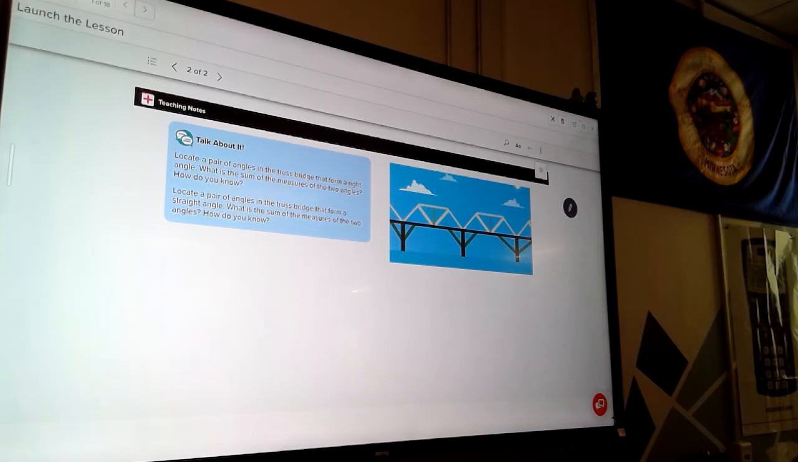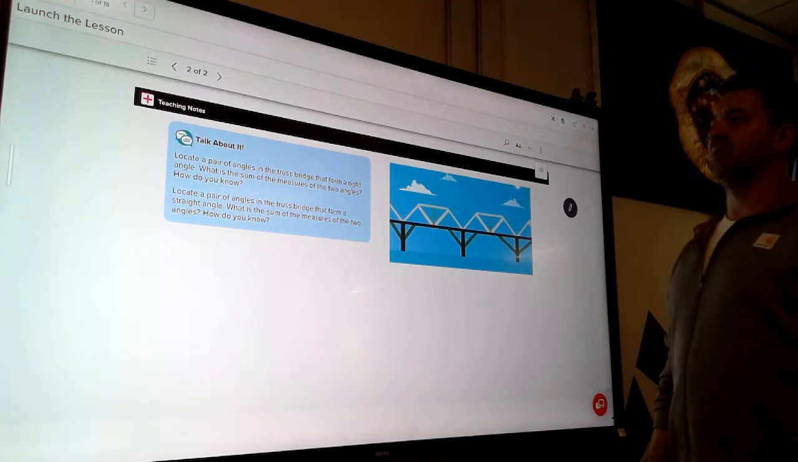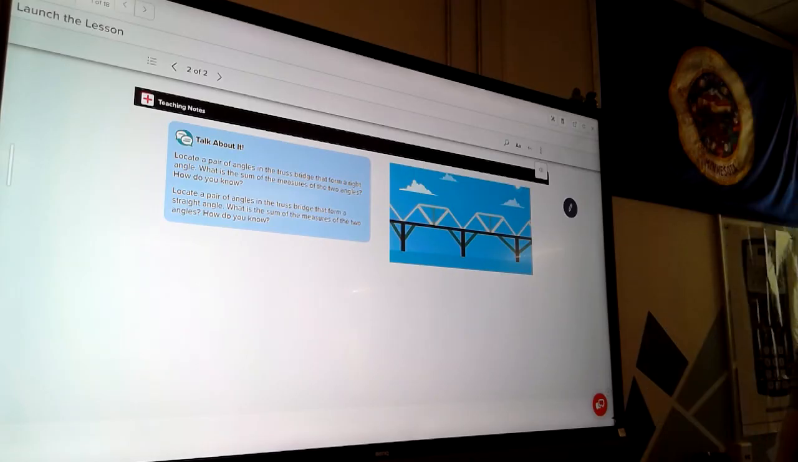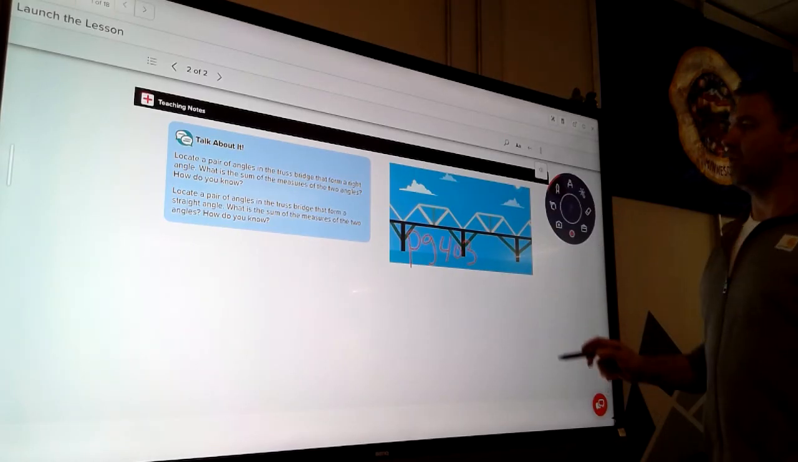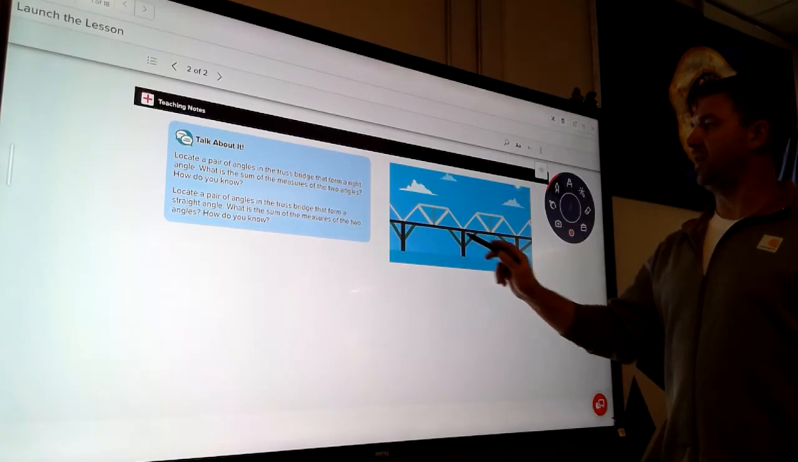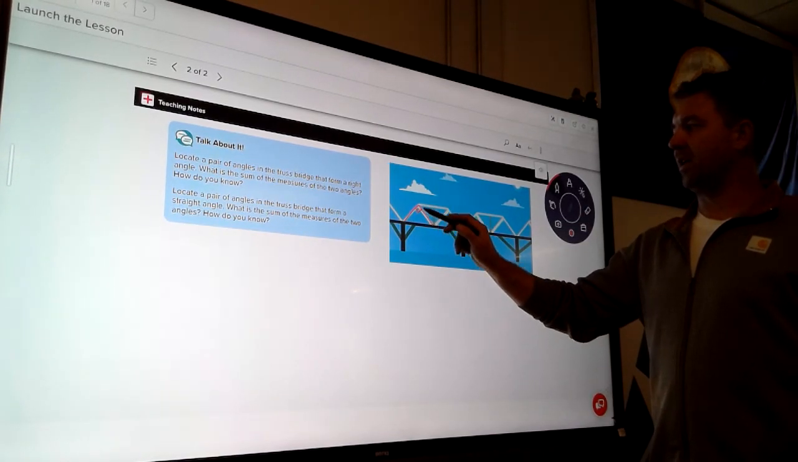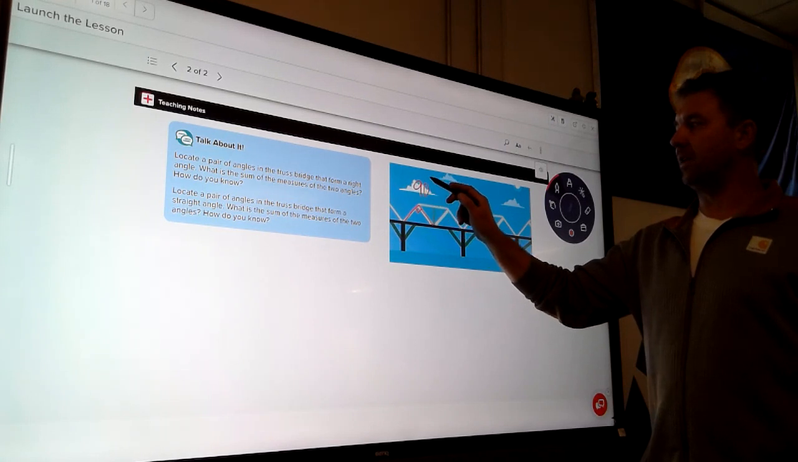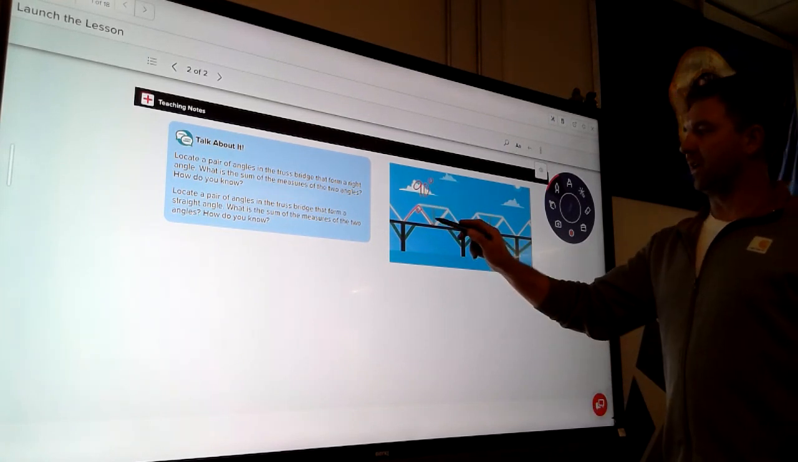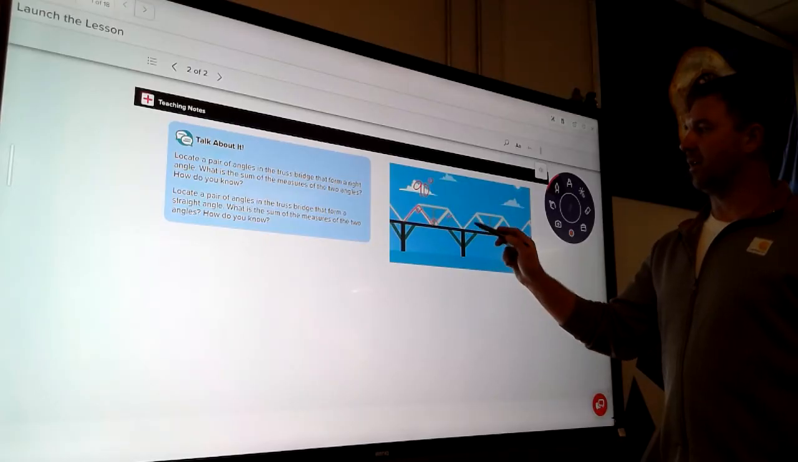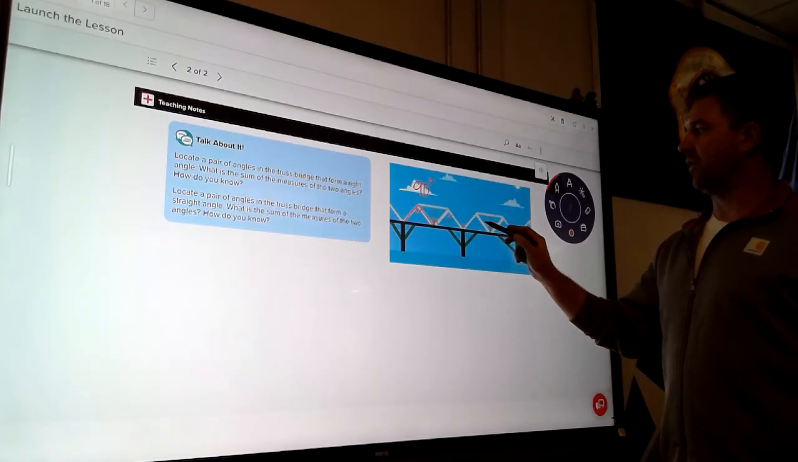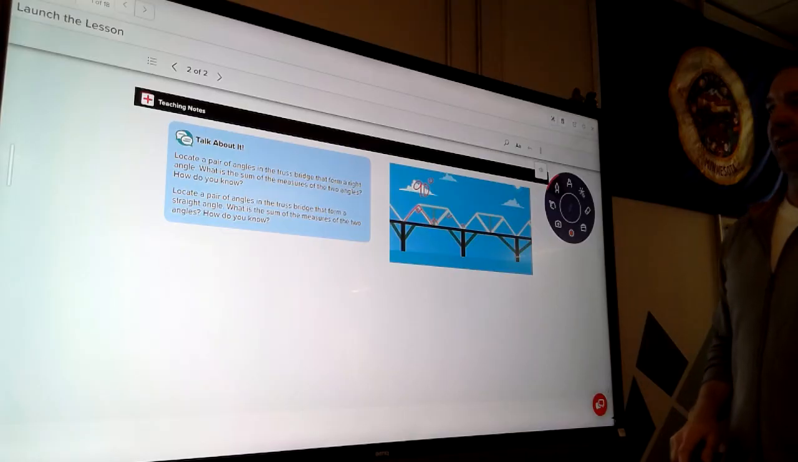Locate a pair of angles in the truss bridge that form a right angle. What is the sum of the measures of the two angles and how do you know? If we look on here, we can see that here would be a right angle. A right angle, again, means that it would be 90 degrees. Looks like here would be a right angle also, 90 degrees. Right here, 90 degrees. So you have all of these that are right angles within there.